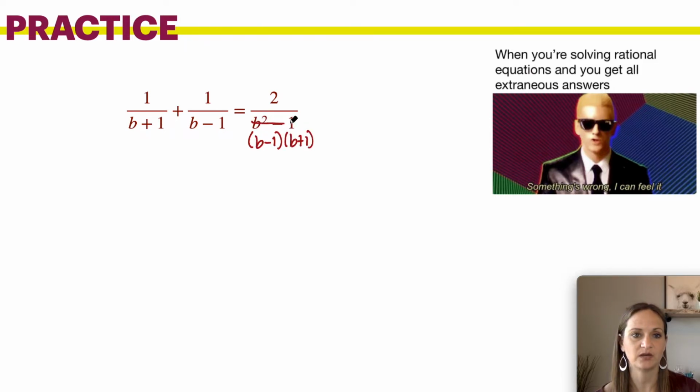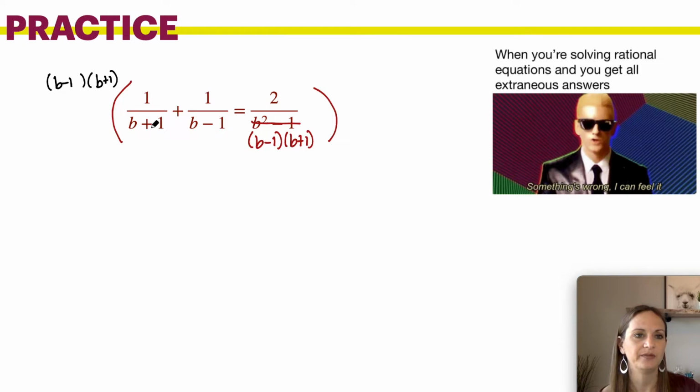b squared minus 1 is b plus 1 times b minus 1. Now, to find a common denominator, b plus 1 is in the denominator, so we're going to have to multiply by that. Next, b minus 1 is also in the denominator, so we're going to multiply. And then here, we already have the b minus 1 written, and here we already have the b plus 1 written, so we don't have to write it again because it's already there.